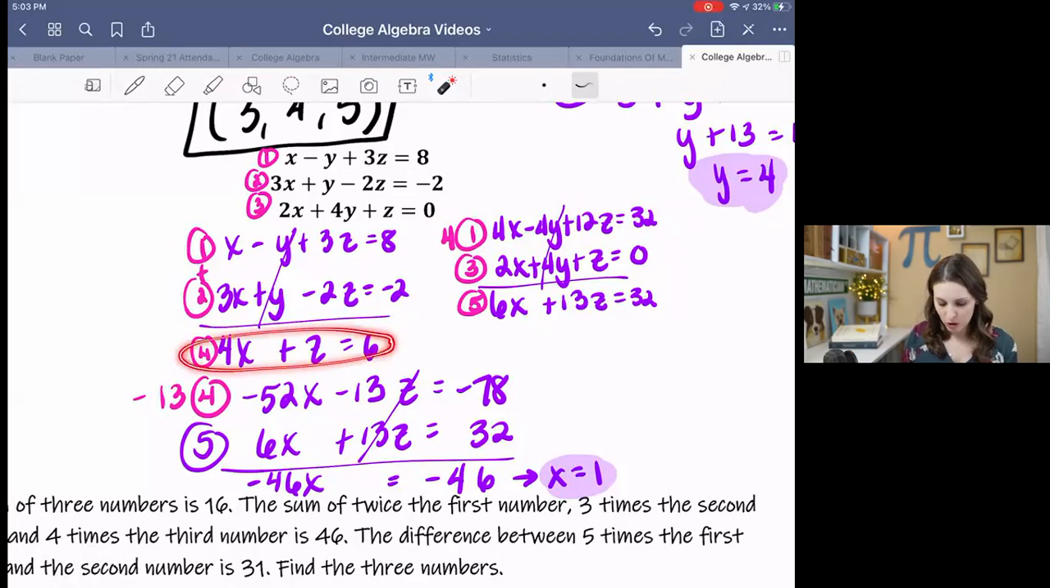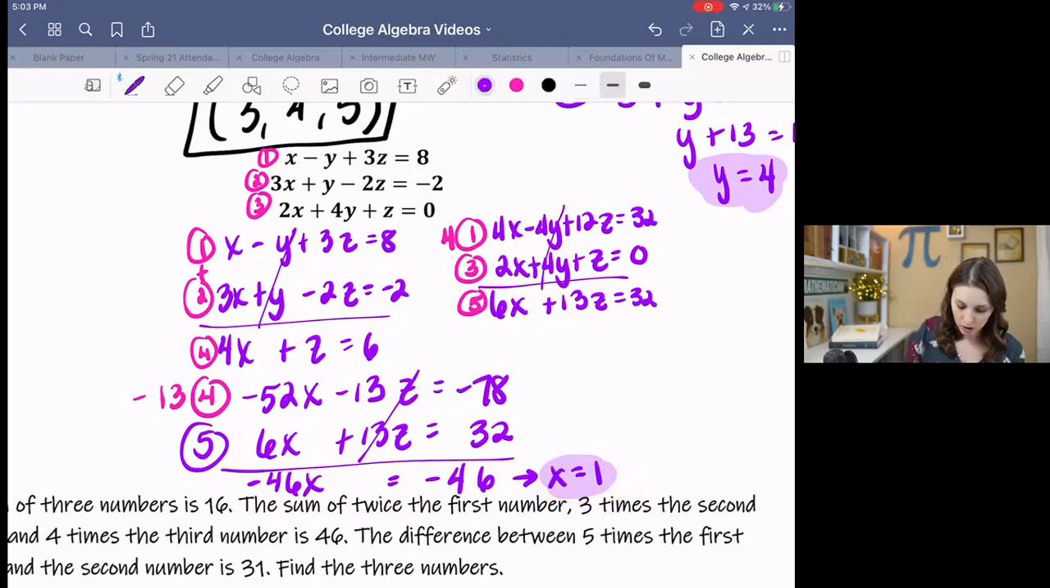And then I took equations 4 and 5, and I actually had to multiply by negative 13 on the fourth equation, which was kind of like, ooh, but it turned out great. And I ended up with some big numbers here. You could have chosen to multiply this one by negative 6 and this one by positive 4, would have been fine, but I just wanted to multiply once. And I ended up with negative 46x equals negative 46, and I got x equals 1. So that's where I'm at so far.